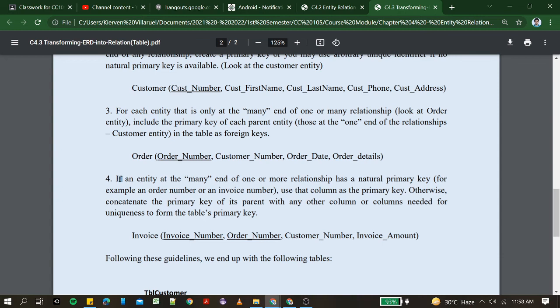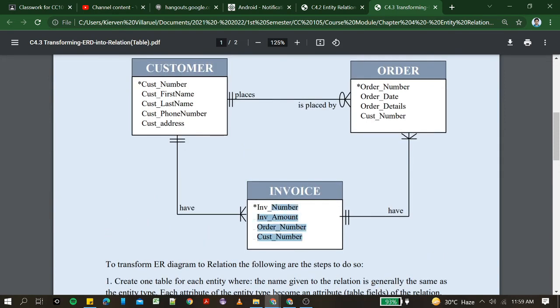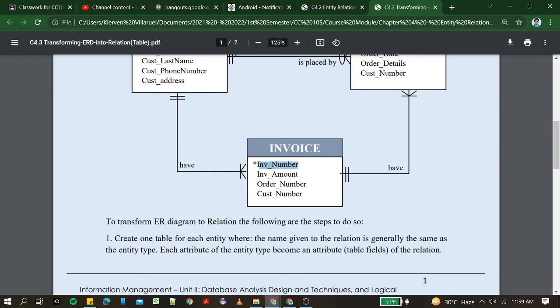Then, the fourth procedure is that if an entity at the many end of one or more relationship has a natural primary key, for example, an order number or an invoice number, use that column as the primary key. Otherwise, concatenate the primary key of its parent with any other column or columns needed for the uniqueness to form the table's primary key. Ano? So, kung hindi tayo makakapaglagay ng natural primary key dito sa invoice table na to, pwede tayong mag-set ng primary key using the primary key of the parent table, at idadagdag natin siya dun sa isang attributes nung table na to. But this time, pwede tayong maglagay ng primary key para dito sa invoice, which is the invoice number.